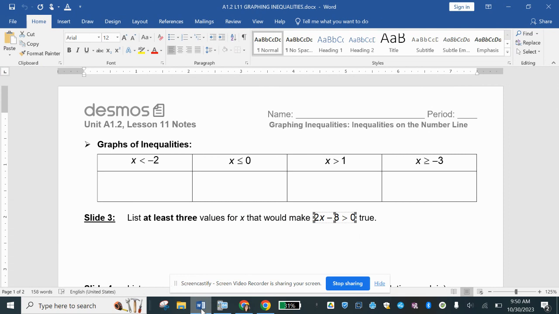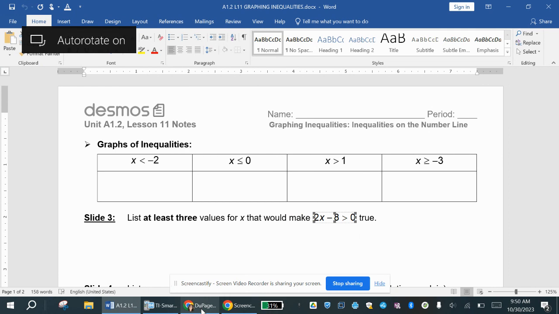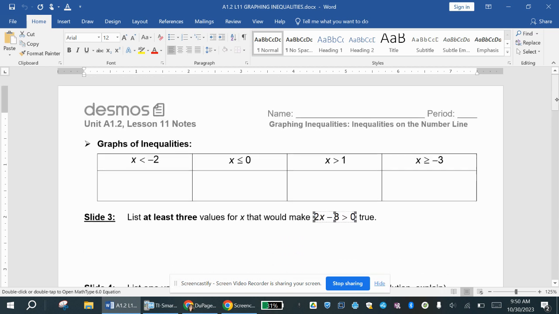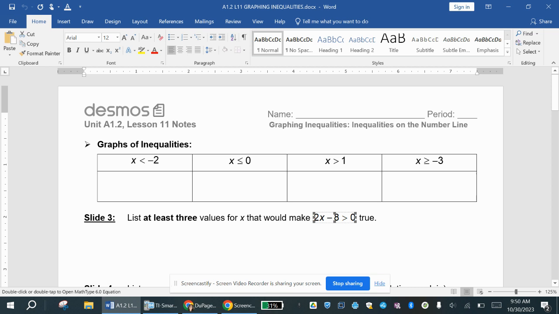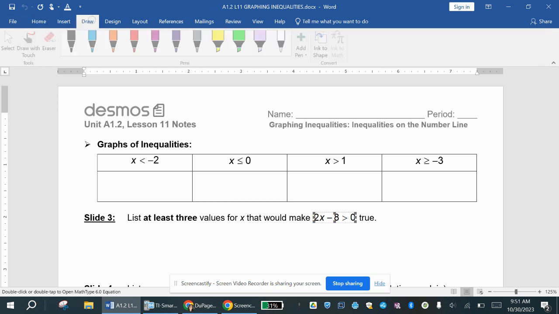So let's just get started and review a couple of things. Just so you guys know, you are more than welcome to review this lesson at home through Desmos later. But right now, we're just going to go through these slides on paper. So you do not need your Chromebook out right now, but you're more than welcome to try this again at home with Desmos open.